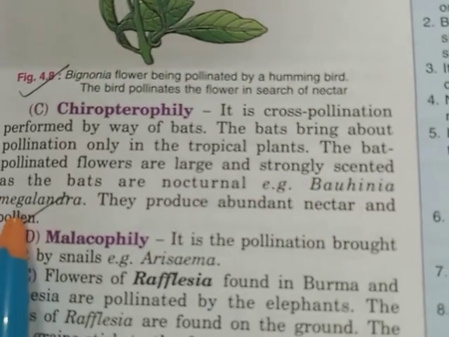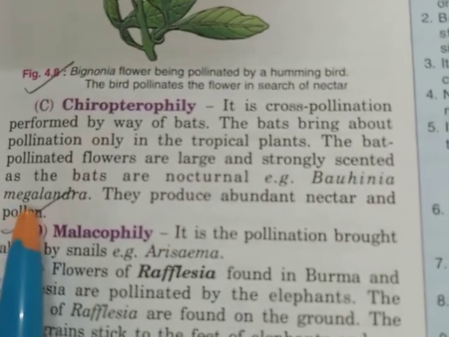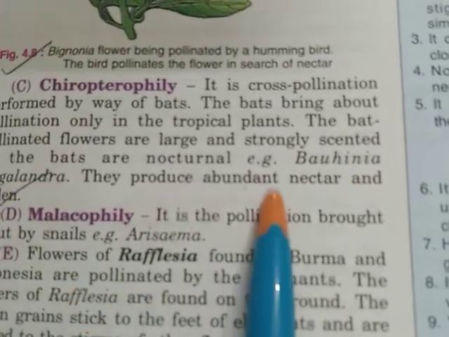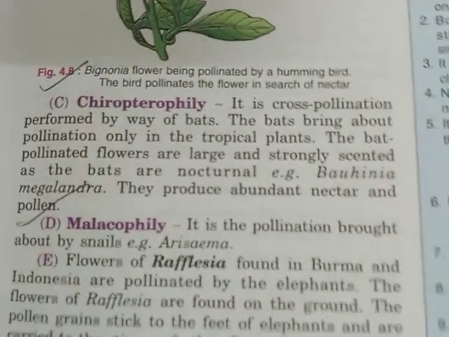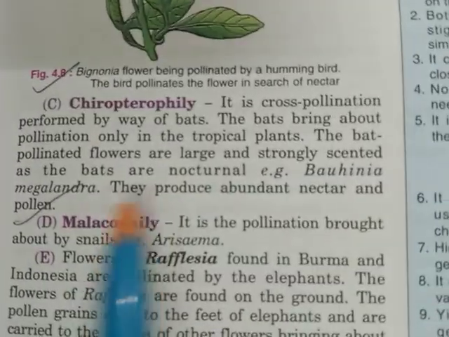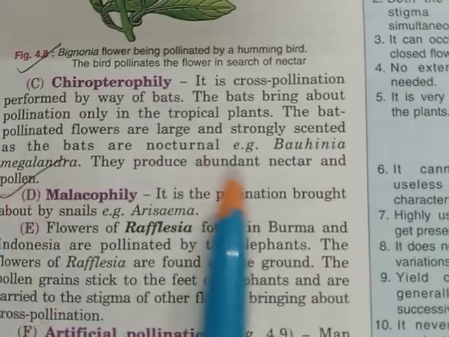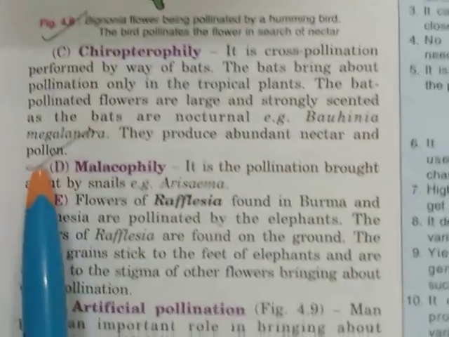Examples are Bauhinia megalandra. These flowers produce abundant nectar and pollen.